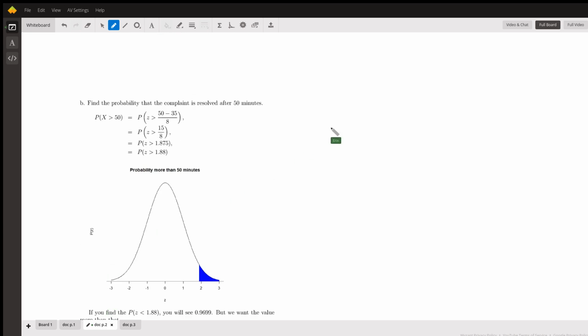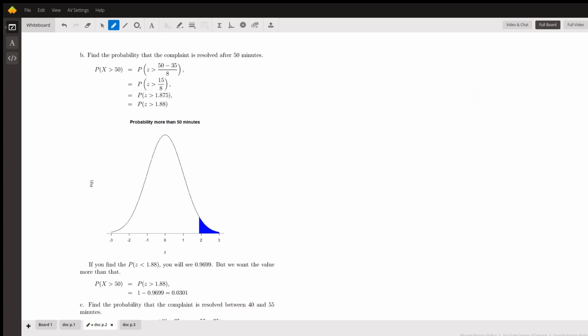All right, now the second one, again, we're going to use the same kind of logic. We want the probability that the complaint is resolved after 50 minutes. So I've got the probability that X is greater than 50, and that's going to be the probability that Z is greater than 50 minus 35, divided by the sigma of 8, and that'll be the probability that Z is greater than 15 over 8, or the probability that Z is greater than 1.875. Here again, I'm going to round to two places to the right of the decimal. That is the probability that Z is greater than 1.88.